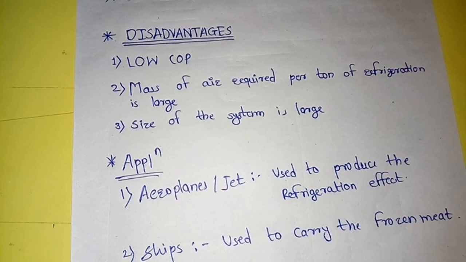So friends, we learned about the Bell-Coleman cycle and its advantages, disadvantages and applications. In the next video, we will learn about its coefficient of performance, meaning the derivation of its coefficient of performance.